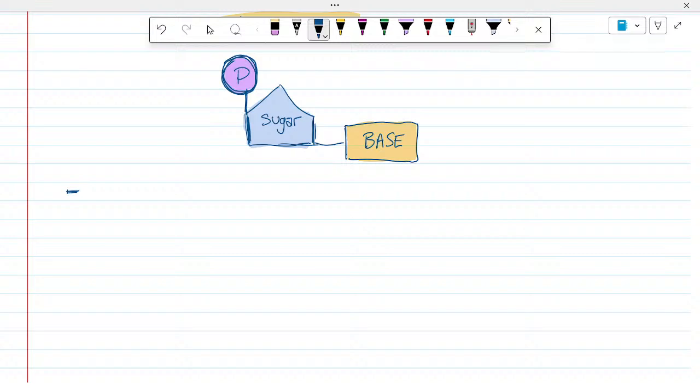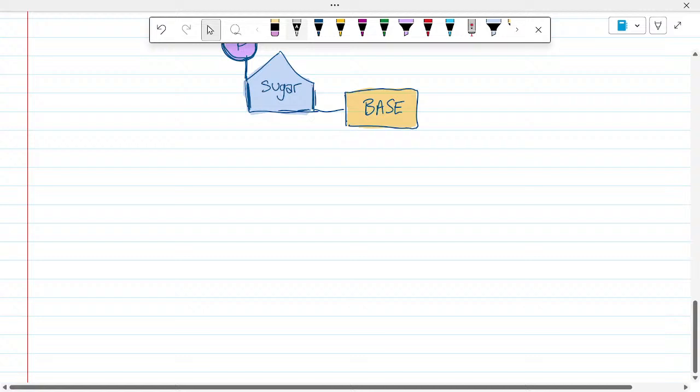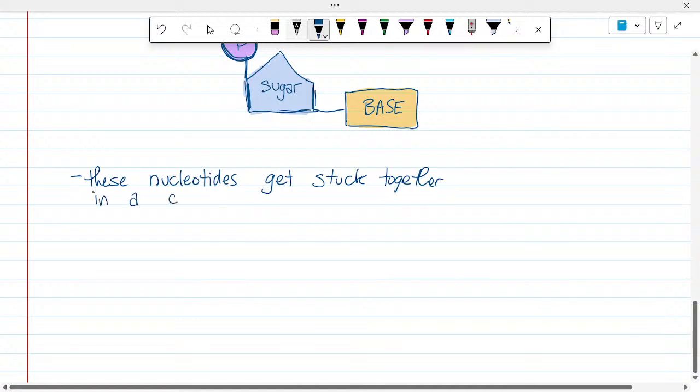So there we have this. So now what is DNA? These nucleotides get stuck together in a chain. Oh, sorry. Okay, that's fine. We can put that there. That's okay. It doesn't hurt. That's not what I wanted to write next, though. I got my cheat sheet here.